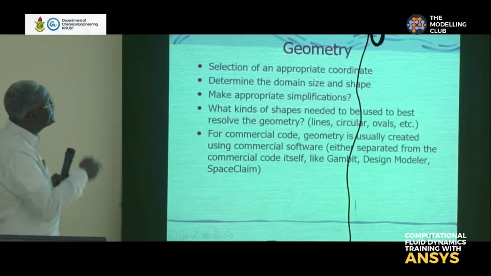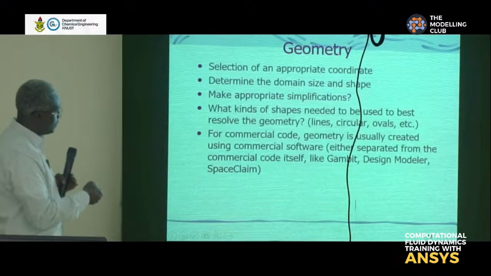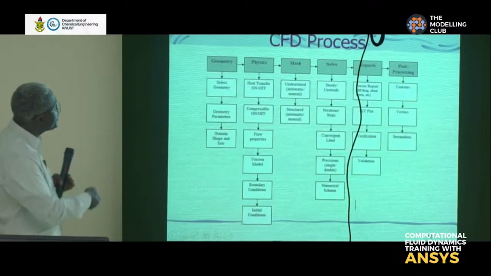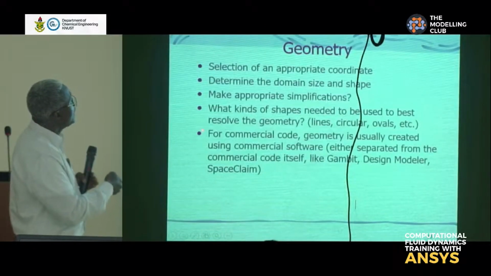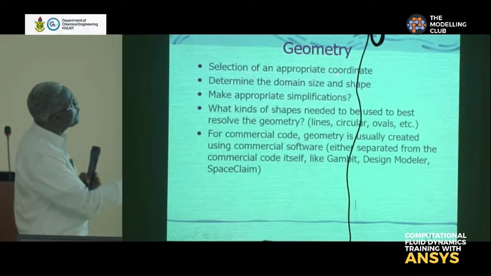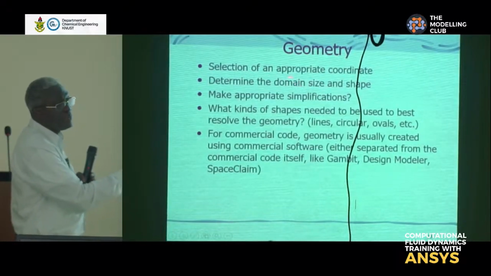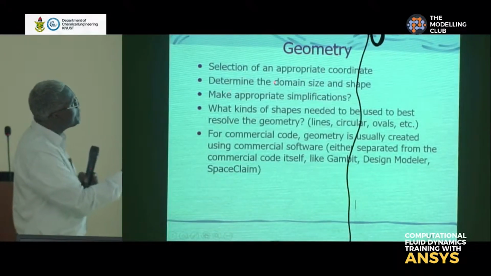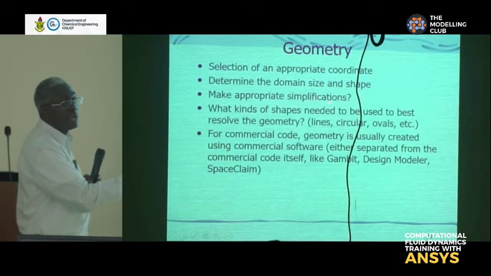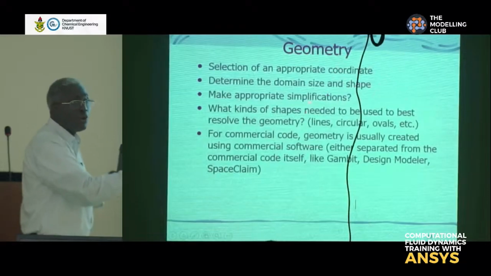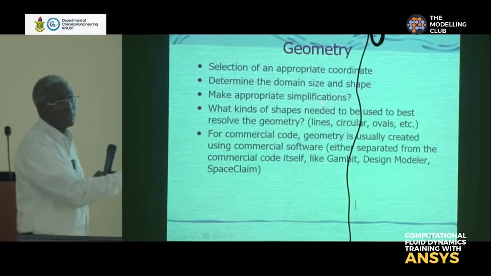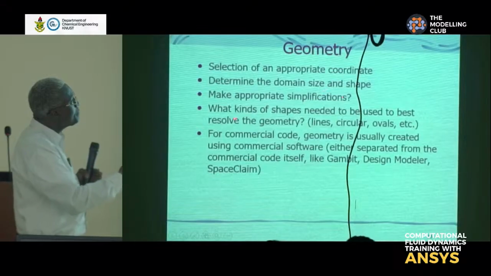This is just a little bit more detail in terms of the geometry, select geometry parameters and domain size. Selection of an appropriate coordinate system. Remember I said rectangular, cylindrical, or spherical. Determine the domain size and shape. Are we going to do the analysis over the whole of Kumasi or just KNUST? Okay, in terms of size and shape.